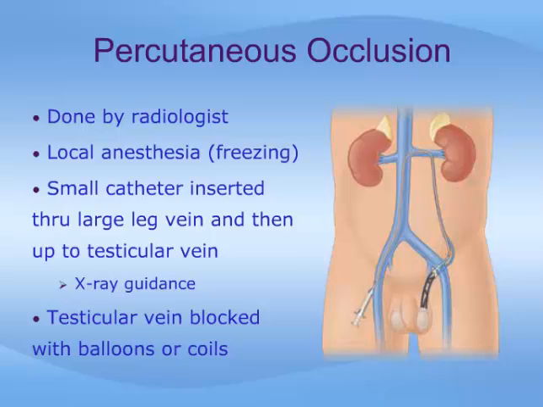This procedure is performed by a specialized doctor called an interventional radiologist, and is usually performed in the diagnostic imaging or X-ray department of a hospital or clinic. It usually requires only local anesthesia or freezing. Percutaneous occlusion has the disadvantage of possibly taking longer than most other techniques, but the advantage of avoiding the need for a general anesthetic. It also allows for quicker recovery.